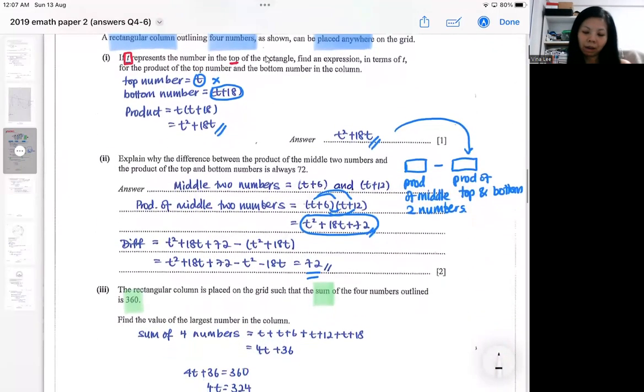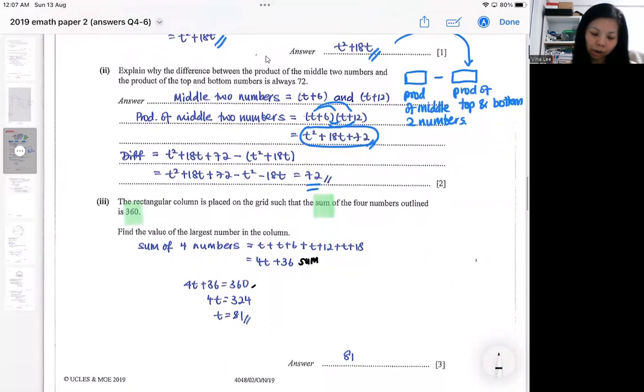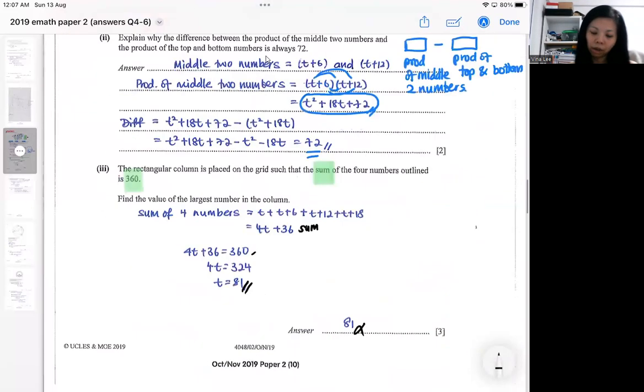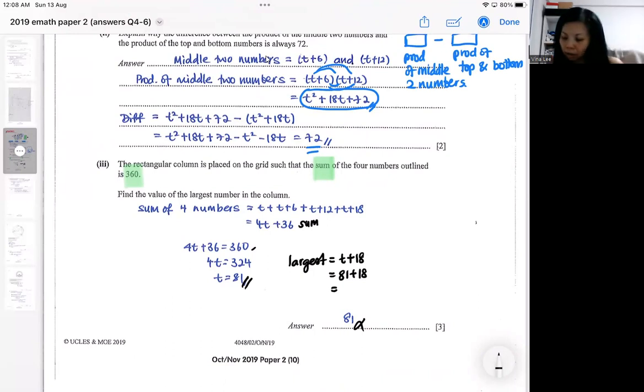So that's what I did. I add up the 4 numbers, and the 4 numbers is equal to 360. And I can find the value of T. Okay, I think this answer is wrong. I forgot to change this. The question is asking for the largest number in the column. The largest, of course, is the bottom one. So the largest is going to be T plus 18. So it's supposed to be 81 plus 18. So you find your T and answer the question to get the largest number, which is 99.